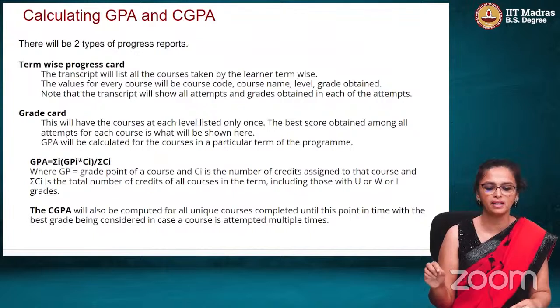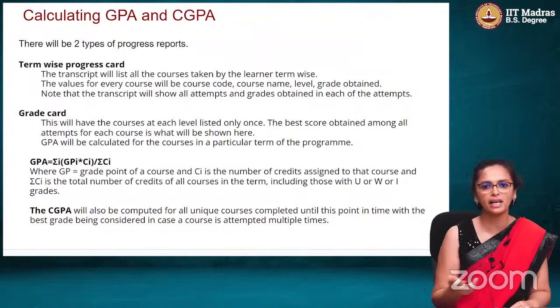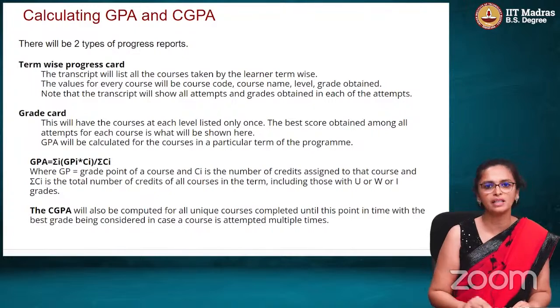And in this progress card, we will show all courses that have a U grade, a WA grade, a WQ grade, and an I grade. It will show any courses that you have dropped also. So basically, this will document whatever courses you have taken and the action taken on those courses in any given term. So this is called a progress card.